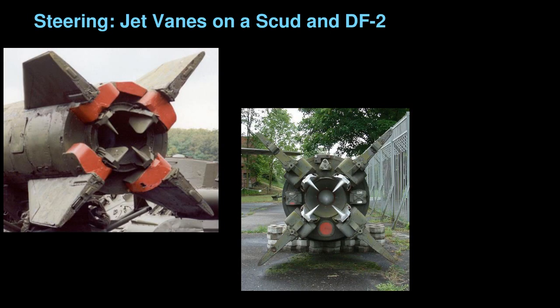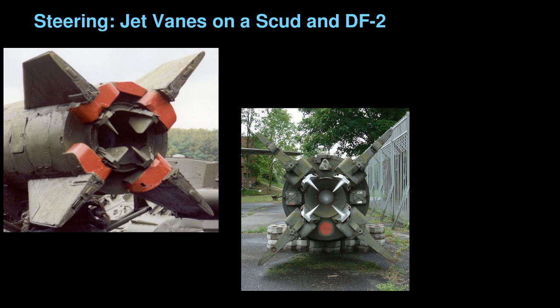So let's talk about each of these briefly. A very common way to steer on early missiles, this was true on the V2. On the left here, you have the back end of a Scud missile. On the right, you have the back end of a DF-2, an early Chinese missile. And what you can see is they steered by having what are called jet vanes. There are surfaces that actually stick into the exhaust coming out of the back of it.